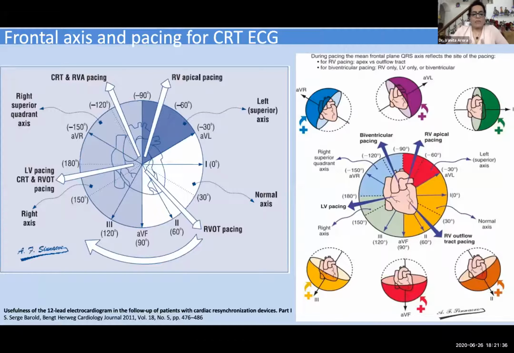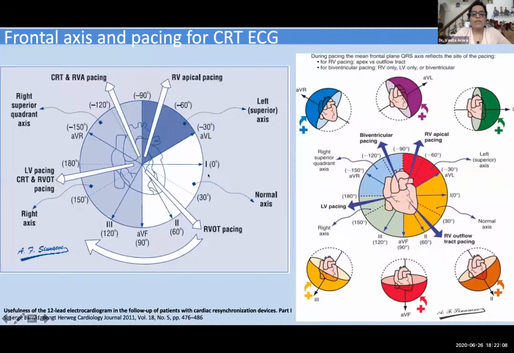I brought it here because it is important for us to understand that with the changing technology and the recent advances in the algorithms, there is some change in thinking. Initially, we thought we were pacing in the RV apex, where we used to get the left superior axis. Now, with the CRT and right ventricular apical pacing, the axis changes to the right superior quadrant, because this is where it is supposed to be.